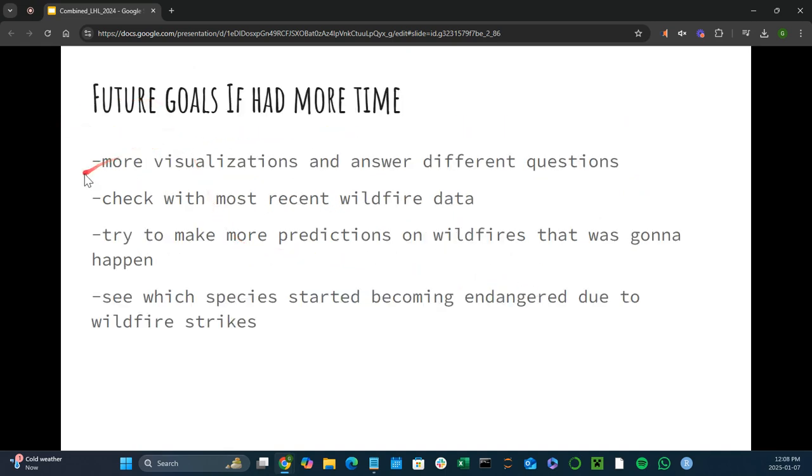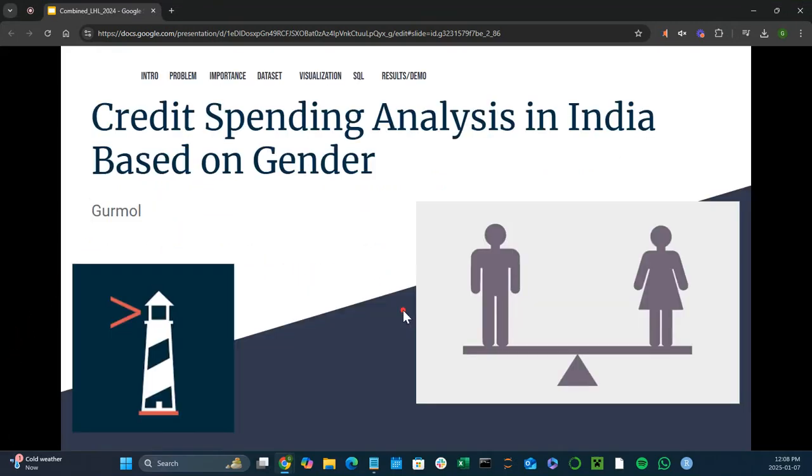Future goals: if I had more time, more visualization, and answer different questions, check with the most recent wildlife data, try to make more predictions on wildlife strikes that were going to happen, see which species started becoming endangered due to wildlife strikes. And I kind of did continue this project in a way because in my master's program, I did a wildlife project with team members, so we could possibly combine these two.